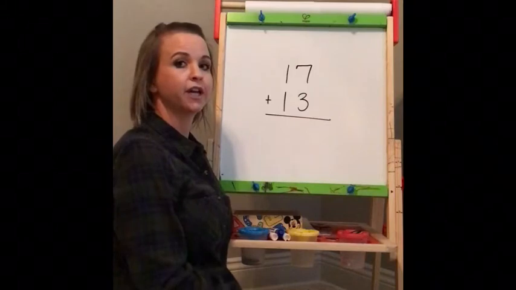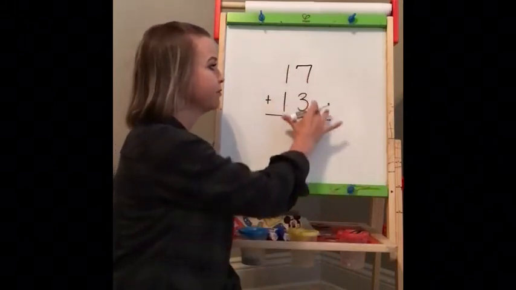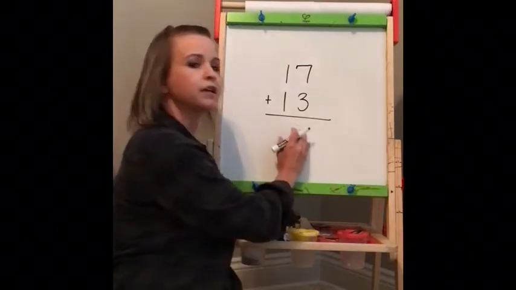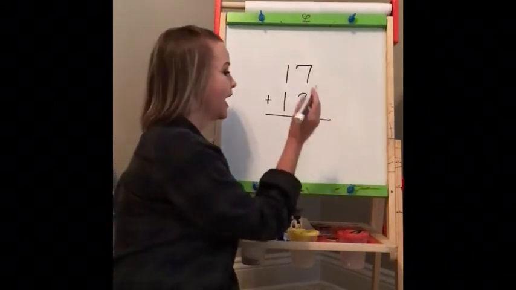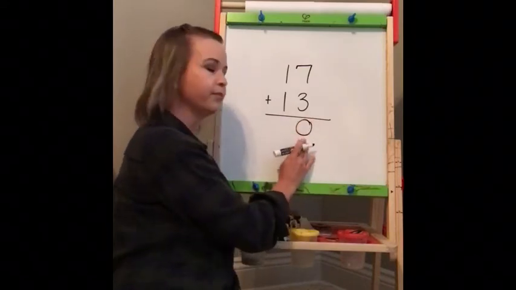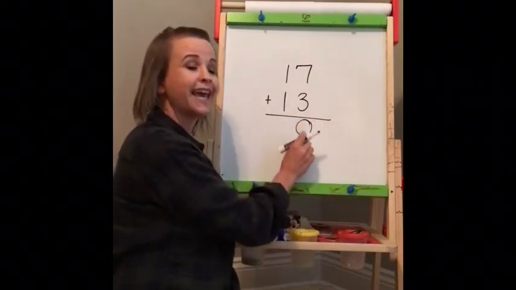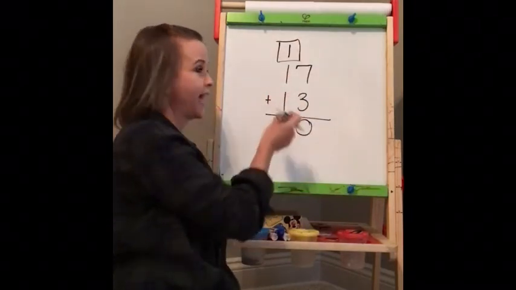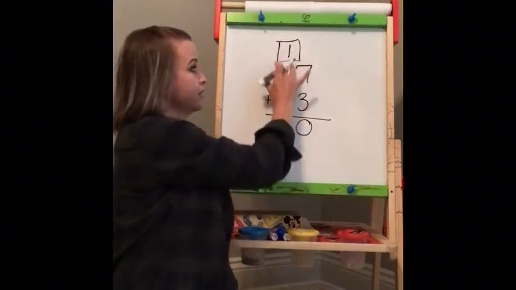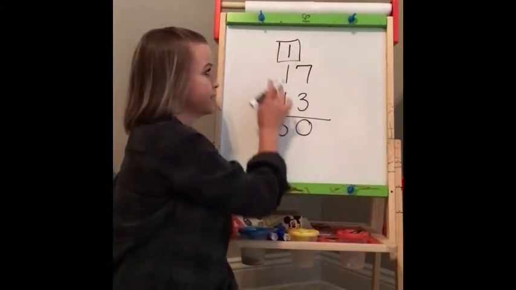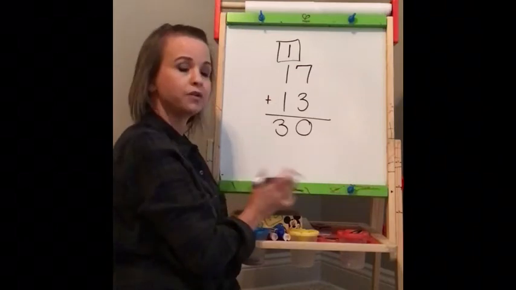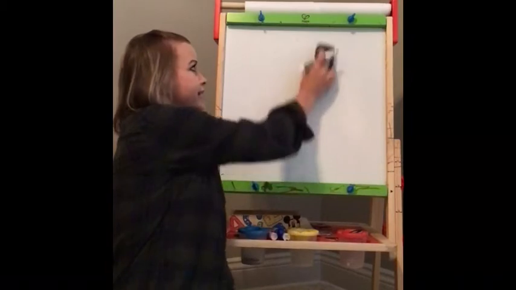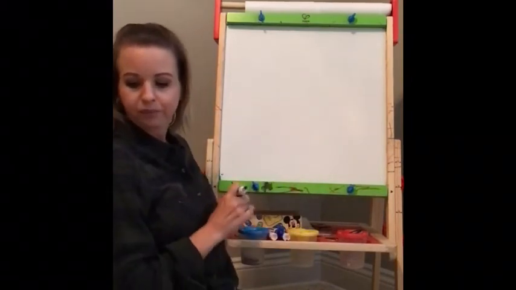All right, so starting where? The ones place. 7 plus 3 is 10. I can't just write 10 in the ones place. No, I would take the 0 from the 10 and put it in my ones place, but then I'm going to carry that 1 over to the tens place. Okay, so now I'm going to add it to my tens place column. 1, 2, 3. So 17 plus 13 equals 30. Good job.